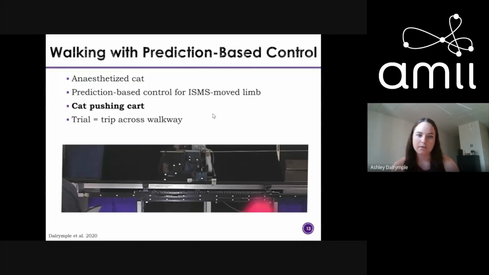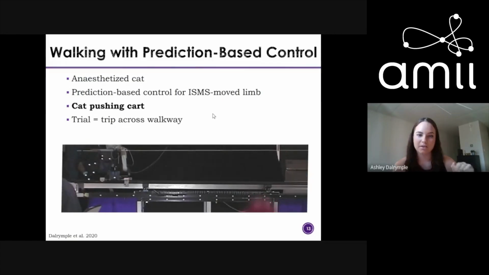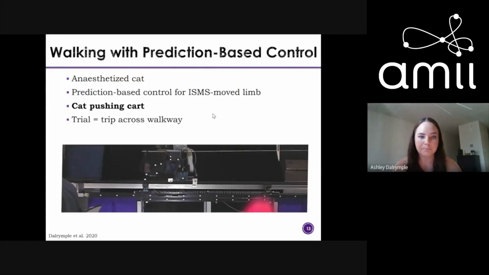So the pushing of the cart across the walkway is actually only being done by the limb controlled by stimulation. So that's also why it kind of has a little bit of a limping motion, because it really is just pushing off from one leg only.